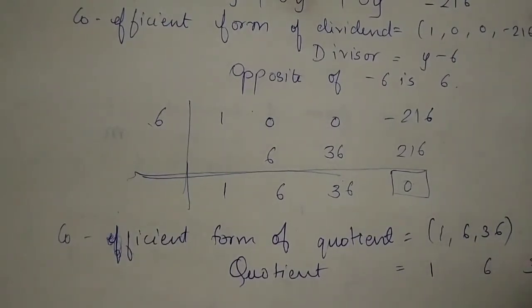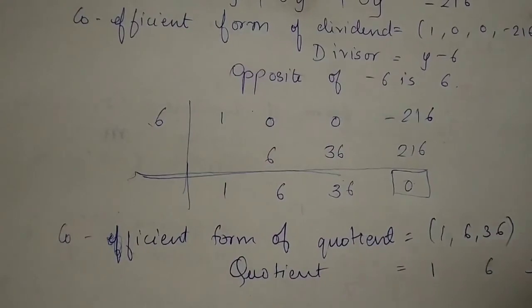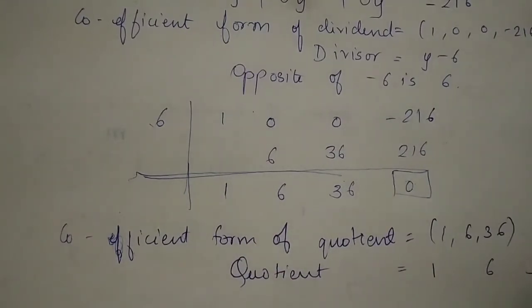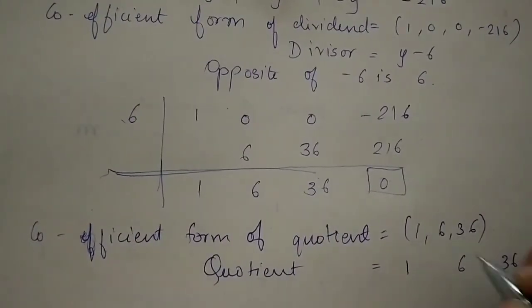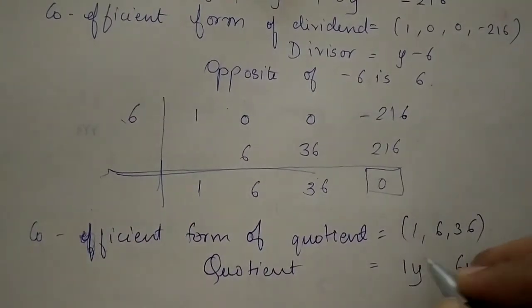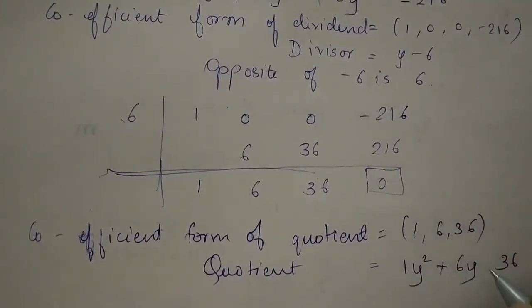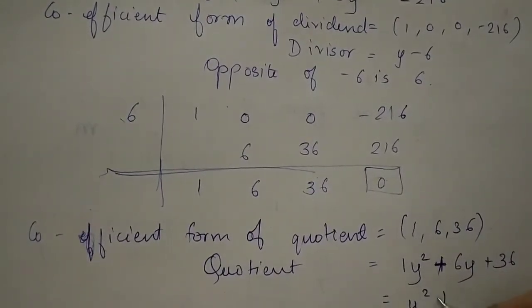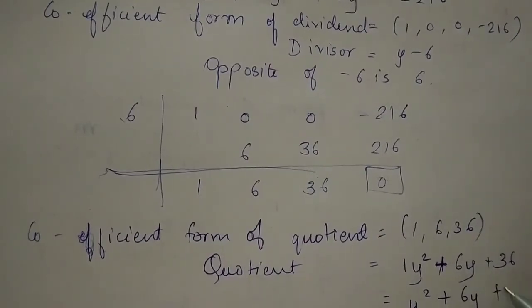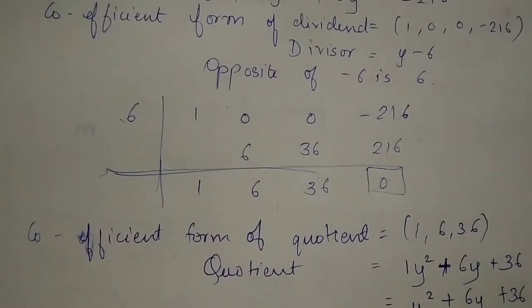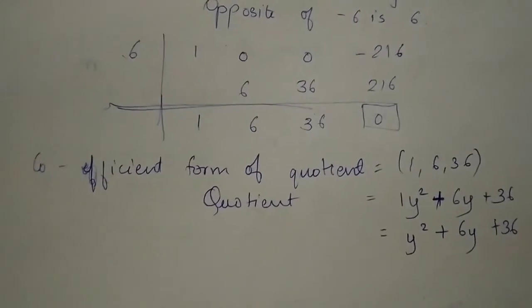Okay, now this will be x raised to 0, or here y, no? So y raised to 0, this is y raised to 0 here. So this will be y raised to 1 and this is y raised to 2. There will be a plus sign here. Since there is no negative sign here, there will be a plus sign. Now, this becomes y square plus 6y plus 36. So this is your quotient and now the remainder.